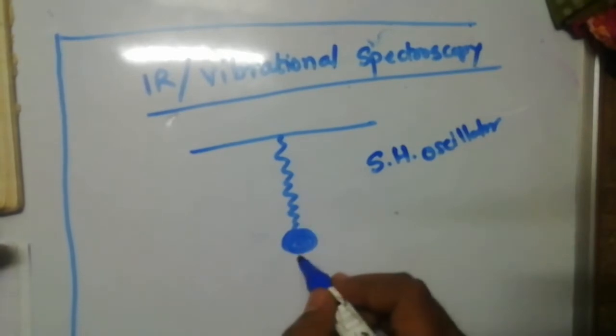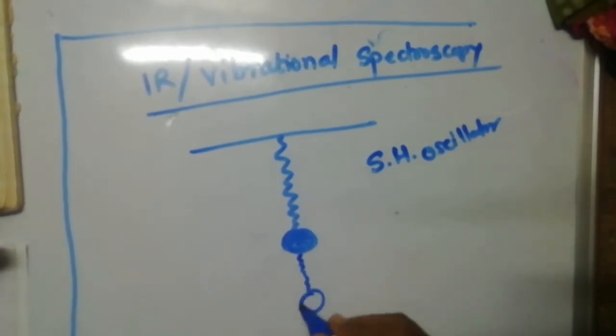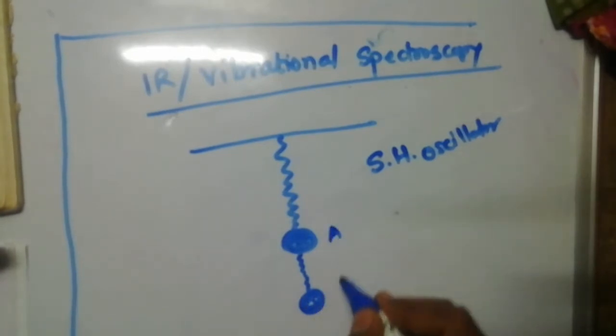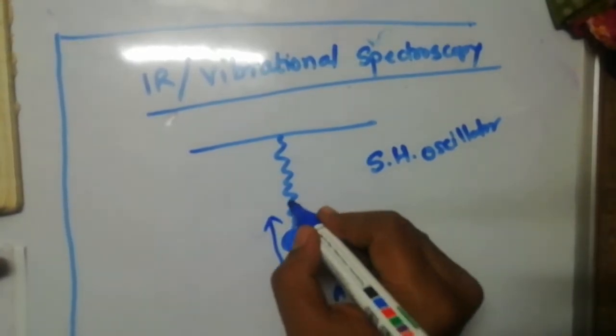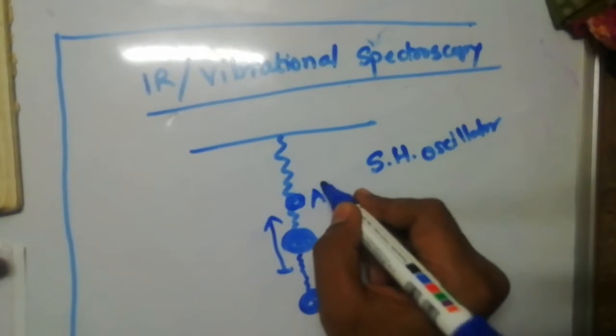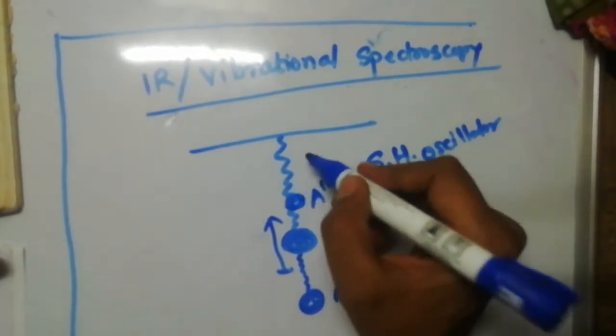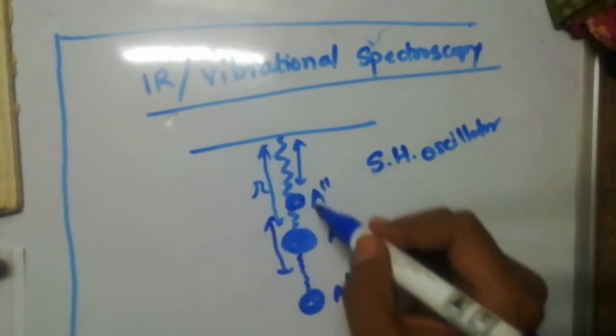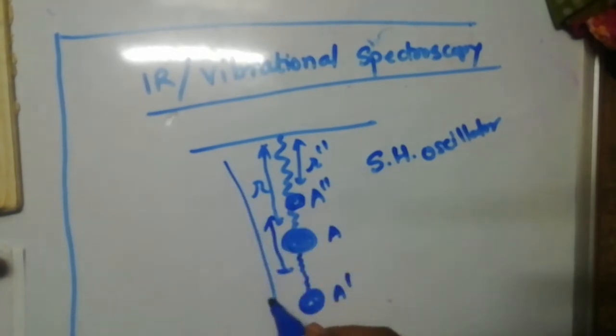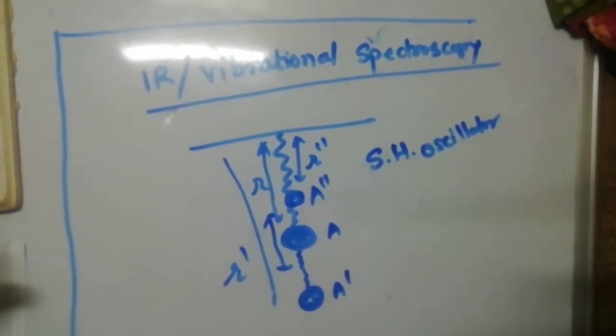So if I subject it to vibration, say if I stretch the spring, what will happen? This will be the new position. Say this is A, this will be the new position A prime. It will go back and forth, isn't it? And at some point of time it will acquire a new position. So these are the distances. This one is, say, equilibrium distance R, this one is R double prime, and the whole distance is, say, R prime.